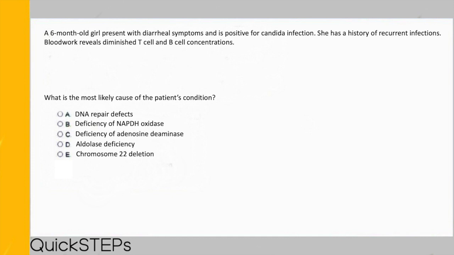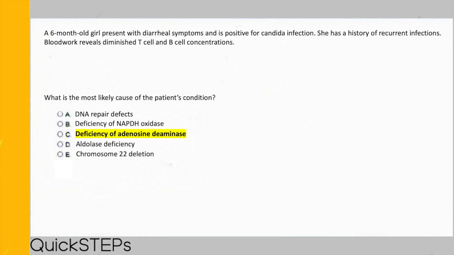How about deficiency of adenosine deaminase? They could also say ADA, but most likely they'll say adenosine deaminase. Okay, so some of you are probably saying yes, some of you are probably saying no right about now. So this actually is the correct answer. Right, so C, deficiency of adenosine deaminase, is actually the correct answer.